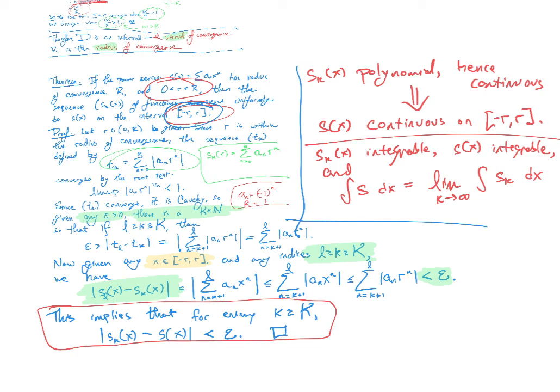Now in Calculus 2, you learned this as term-by-term integration. Because you know how to integrate those polynomials S_K. You integrate a polynomial term by term. And so this says the integral of the whole power series is the limit of those, and so it's just the term-by-term integral.